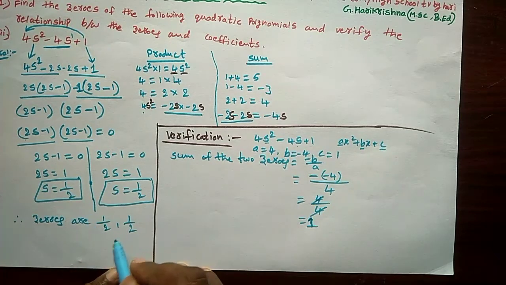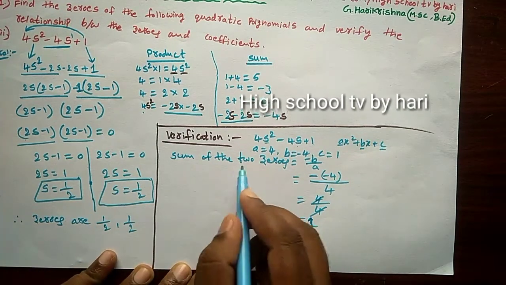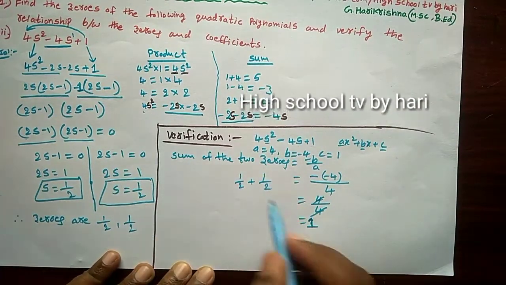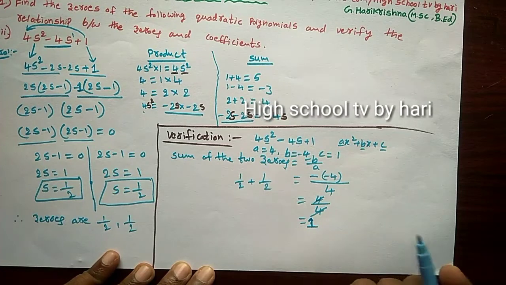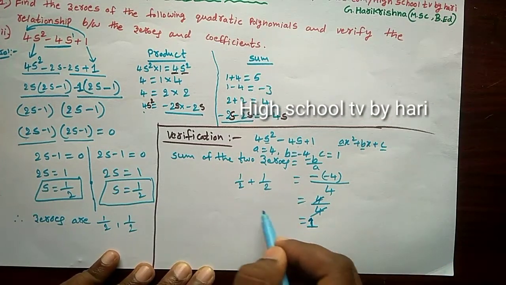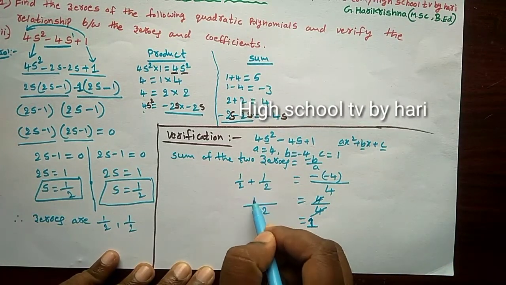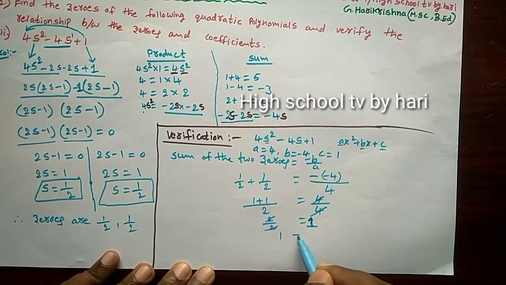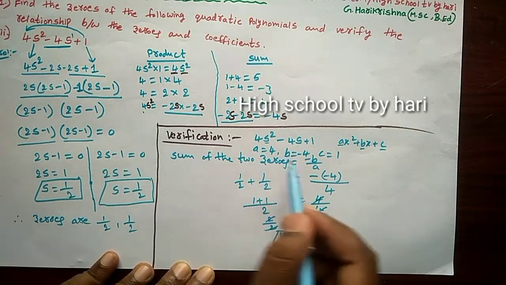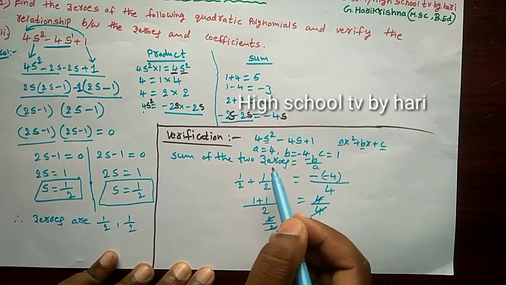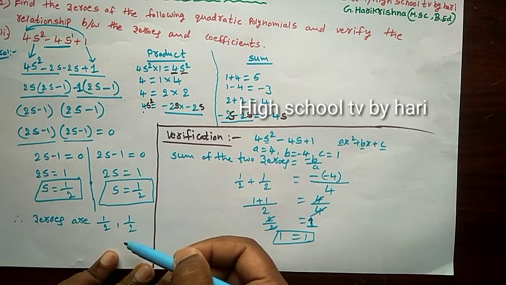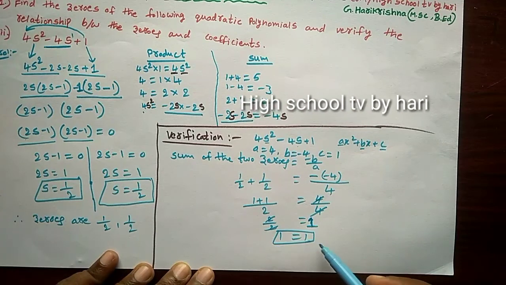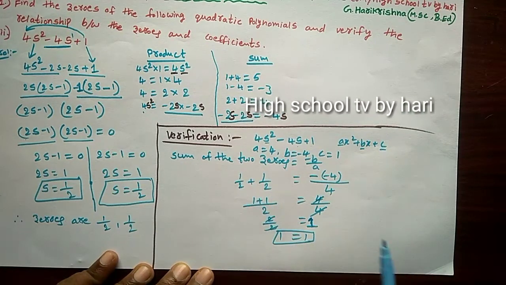Sum of the zeros by adding these two zeros. Sum means addition, no? 1 by 2 plus 1 by 2. Half plus half is 1, no? Or LCM is 2, remaining is 1 plus 1. 1 plus 1 is 2 by 2, 2 2 gets cancelled, 1. 1 is equal to 1, no? So the sum of the zeros is verified by formula and by adding the two zeros. By adding the two zeros also we got the same answer on both LHS and RHS. That's why it is verified.